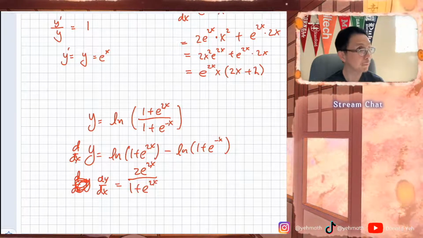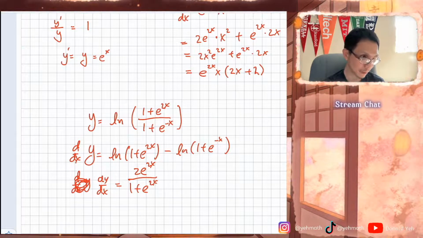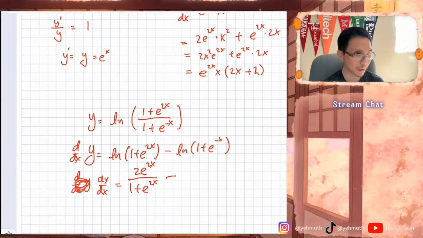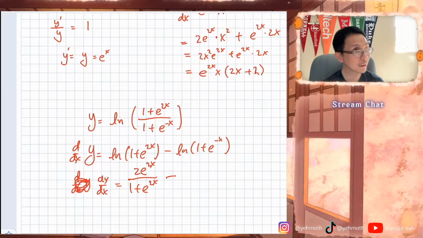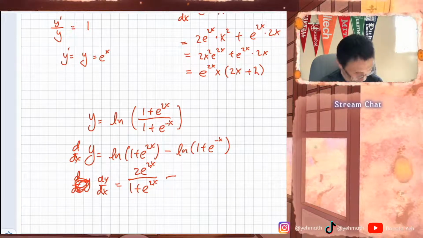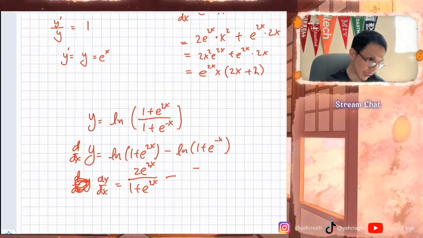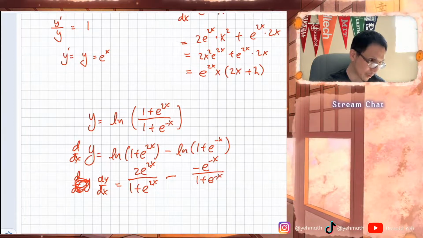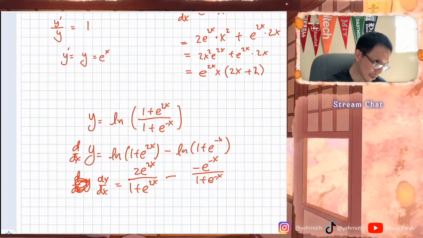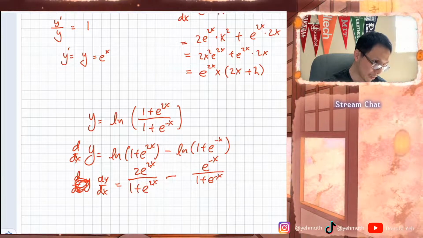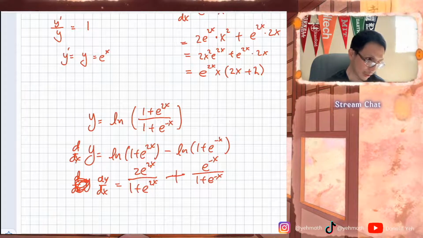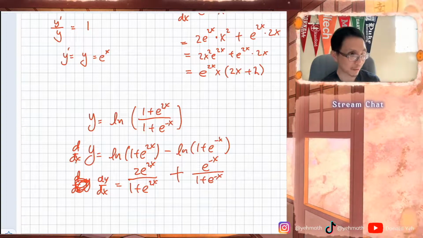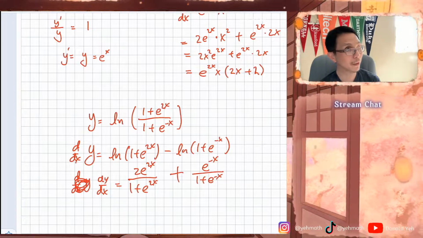Does that make sense? u prime over u, right? Minus, right? Now, what's the derivative of 1 plus e to the negative x? Negative e to the negative x over 1 plus e to the negative x. Does that make sense? And since there's two negative signs, can I change it to a positive sign? And that's going to be a positive sign right in between. So it was two negative signs, I change it to a positive sign. And that's my derivative. Wow, is it hard?